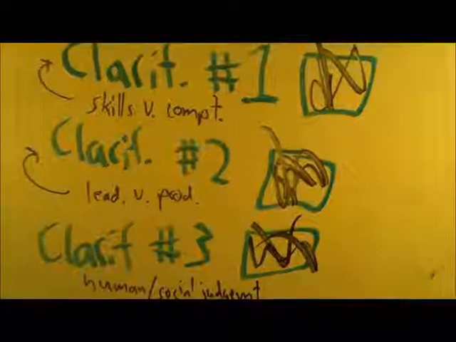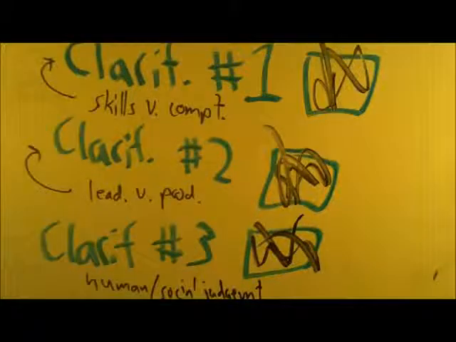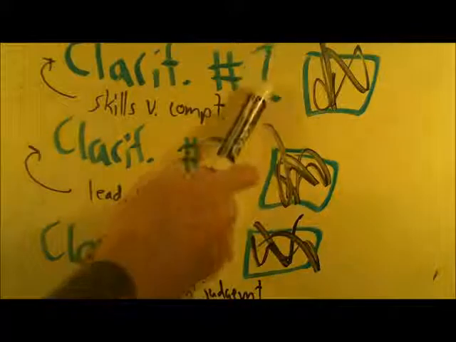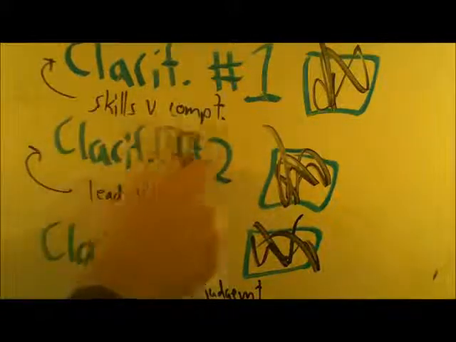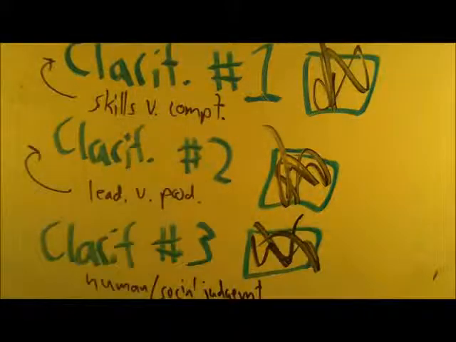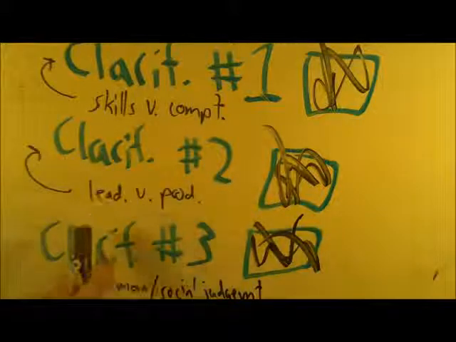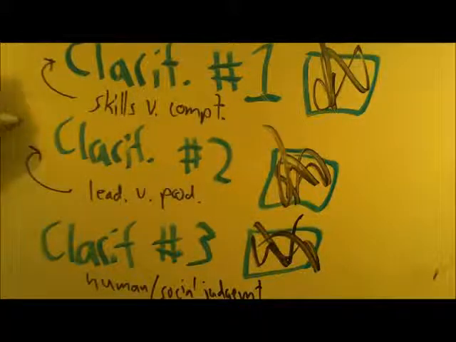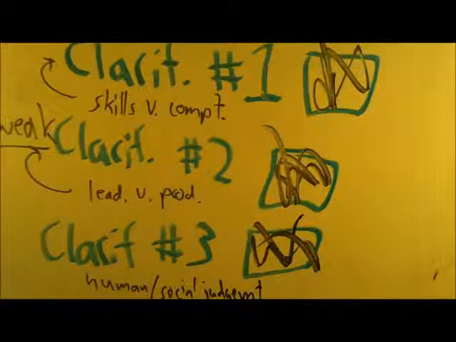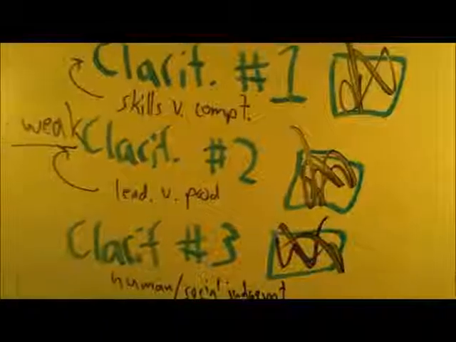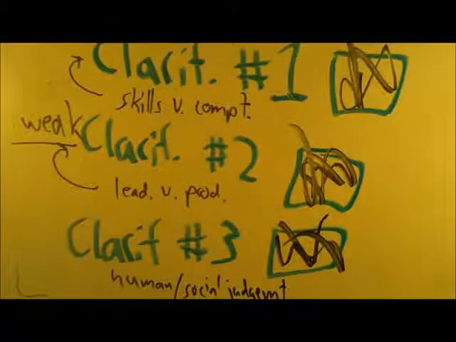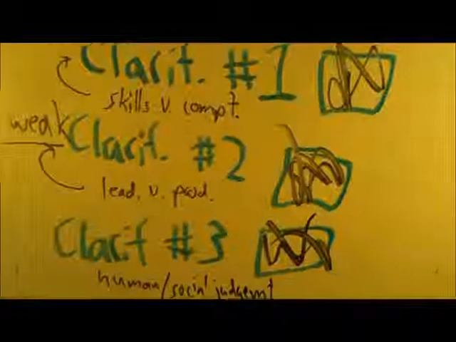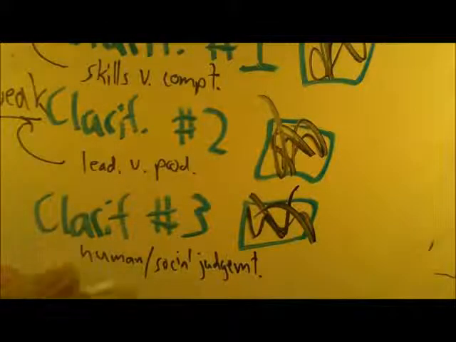And really quick, let's review the 3 clarifications that I wanted to put forth for this video. So the first one was clarifying the differences between skills and competencies. The second one was clarifying the difference between leadership and production. And remember that this actually involved a weakness of the skills approach to leadership, and then clarification number 3, which involved human skills or social judgment, just putting forth some more examples.